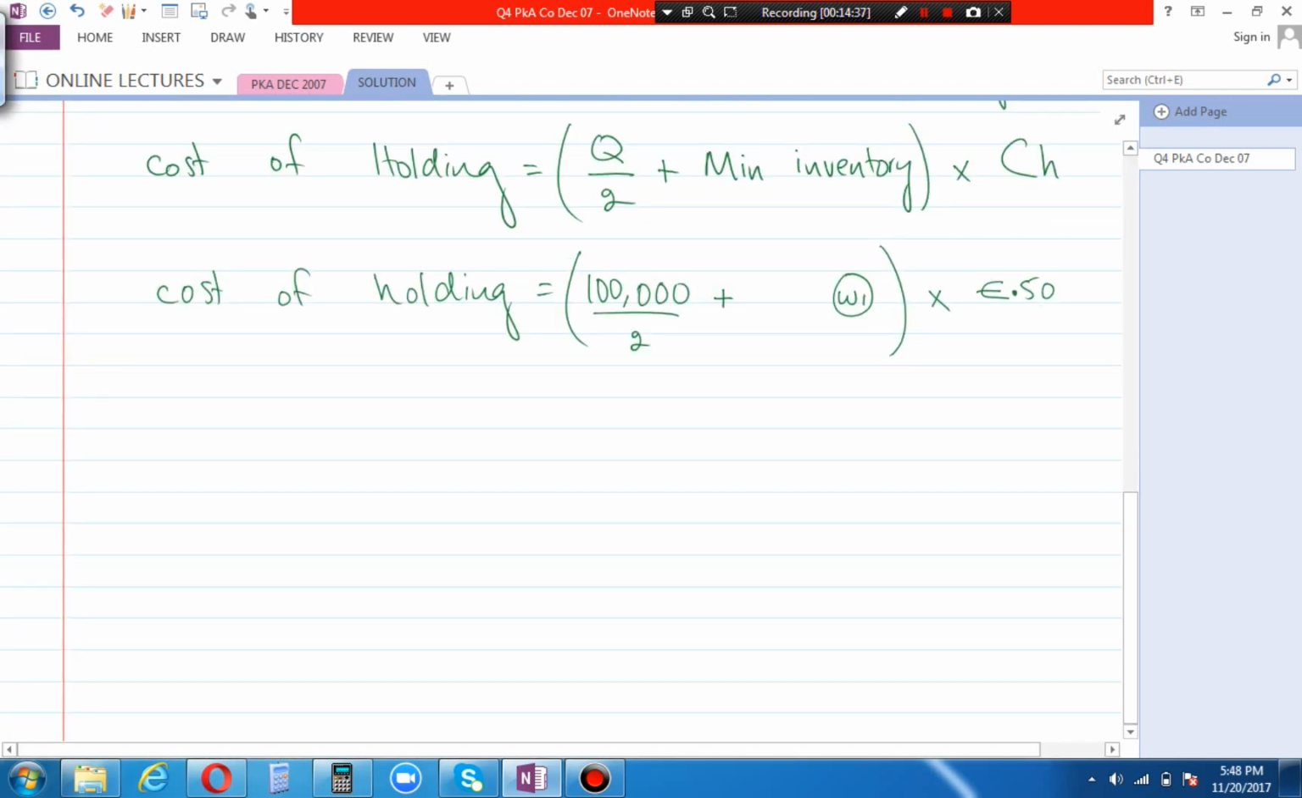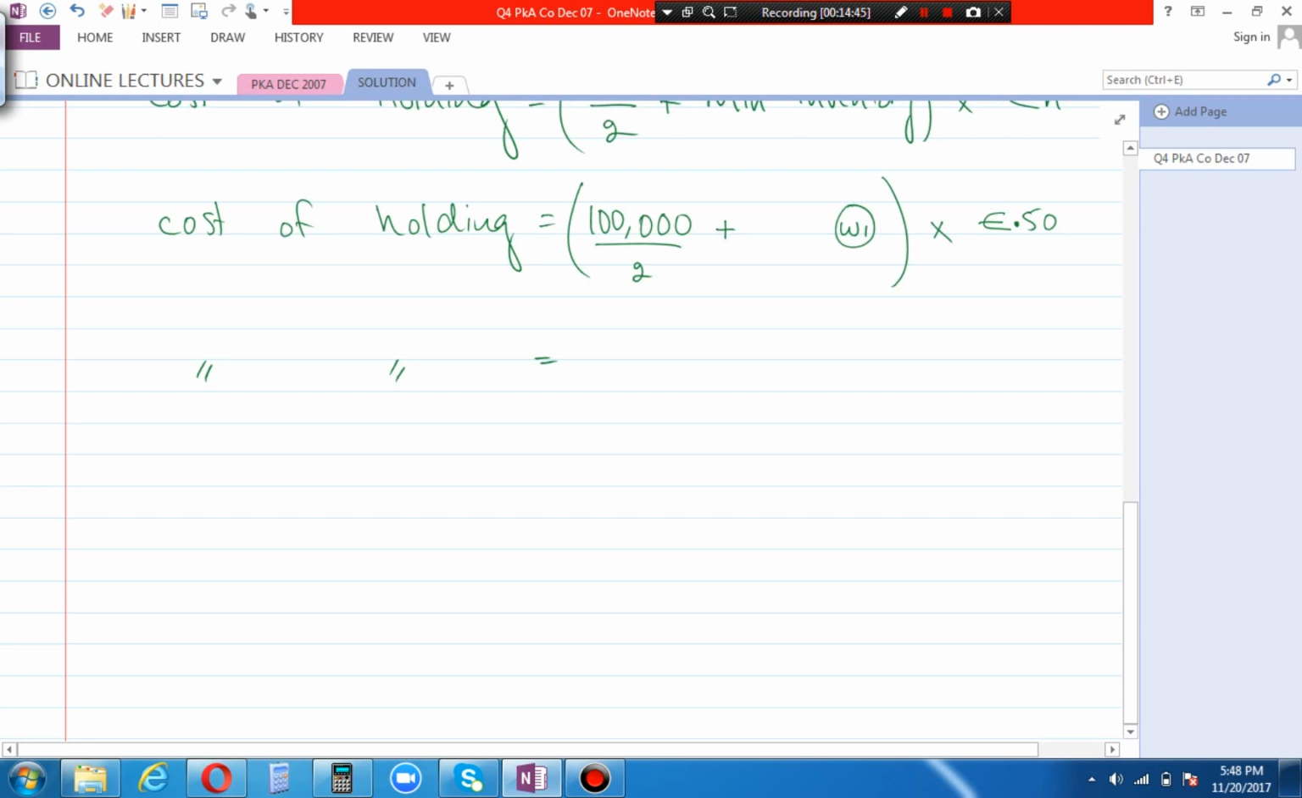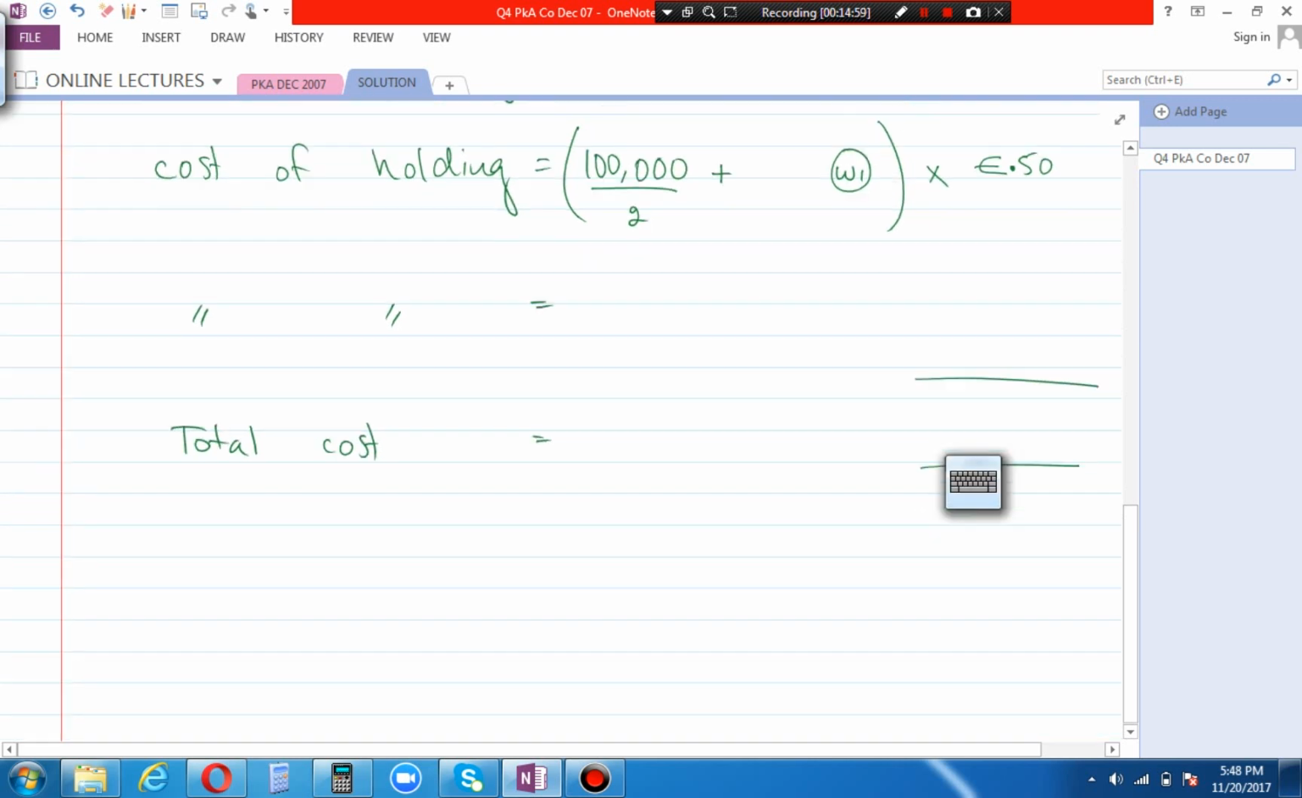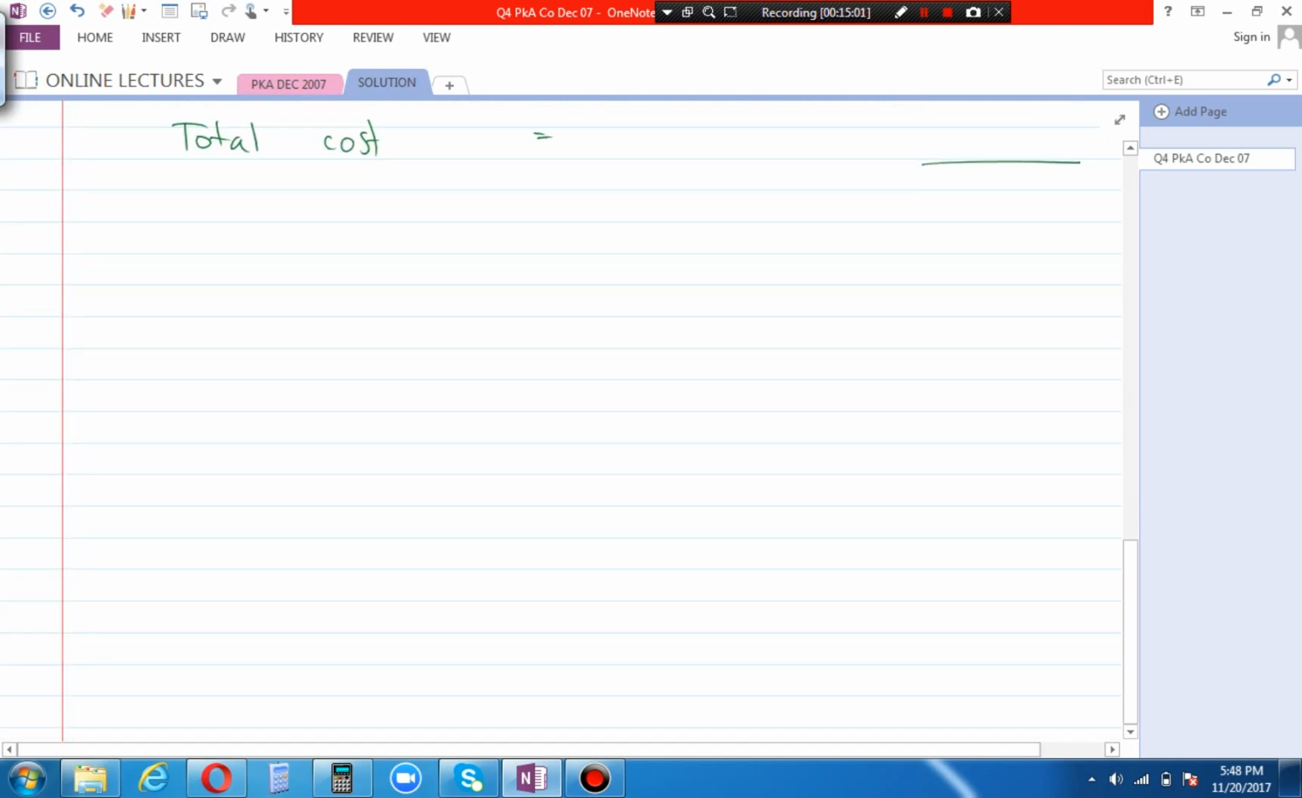I'll leave some space to calculate the cost of holding, and we will find our minimum inventory here. And I'll leave some more space to calculate the total cost, when we add cost of ordering and cost of holding together. So working number one, minimum inventory.